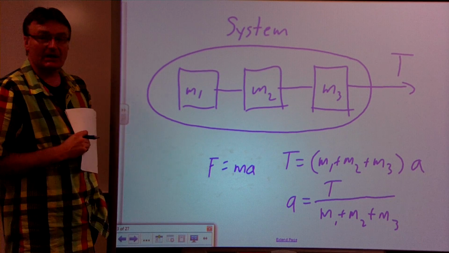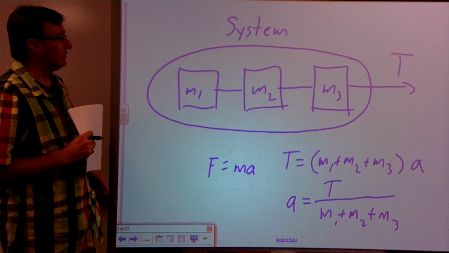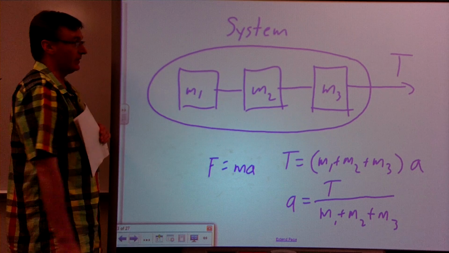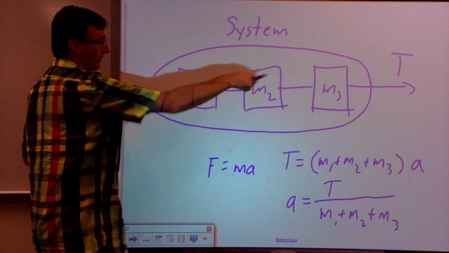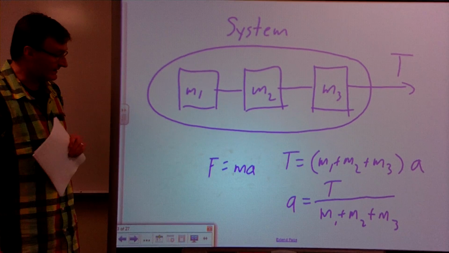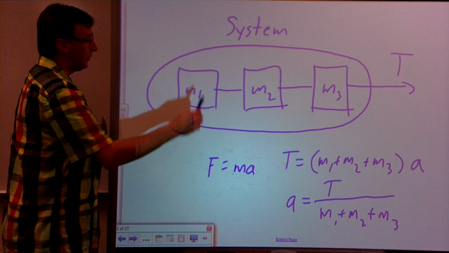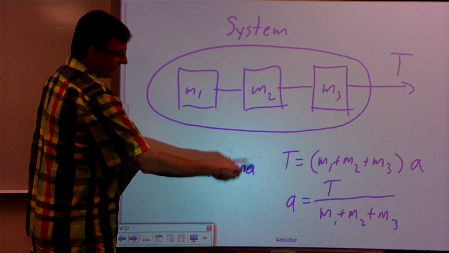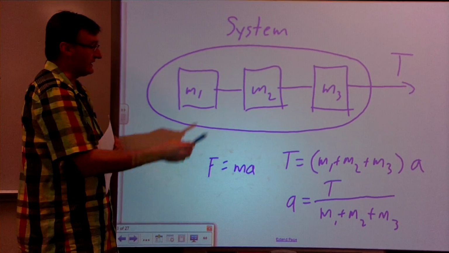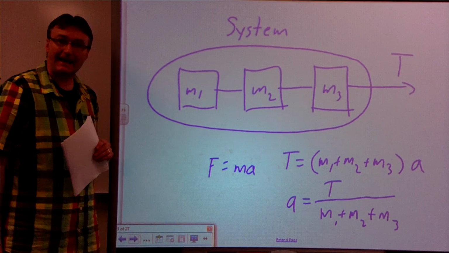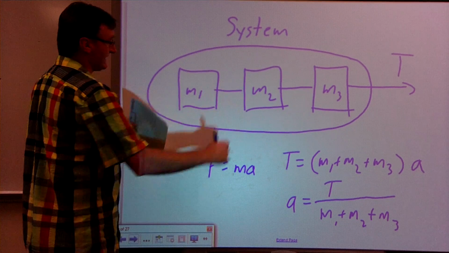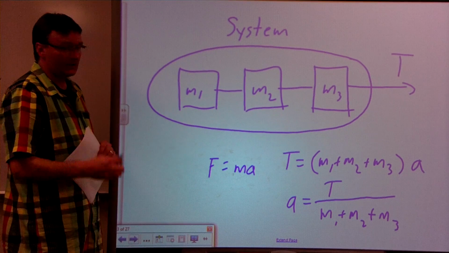What's helpful in this kind of situation is that you can deal with the entire system altogether. If you know what the tension is that's pulling all of the masses, then it's pretty simple to find out what the acceleration is of the system. And once you have that, you know that will also be the acceleration of each of the masses, because they are being accelerated all together. So that's how we start.